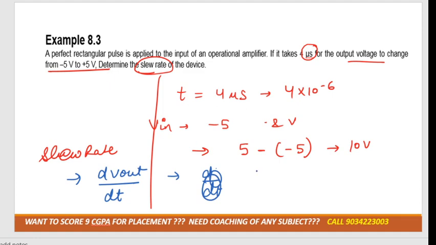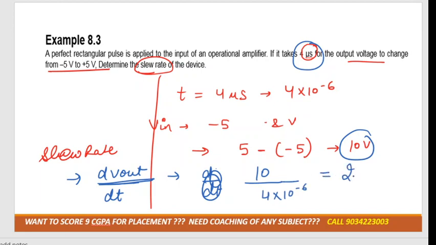So V out is how much? 10, right? There is a change in voltage. How much is the change in voltage? 10 volt. There is a change in time. How much is the change in time? 4 microseconds. So 4 into 10 raised to power minus 6. If we solve it, then we'll get 2.5 volt per microsecond.